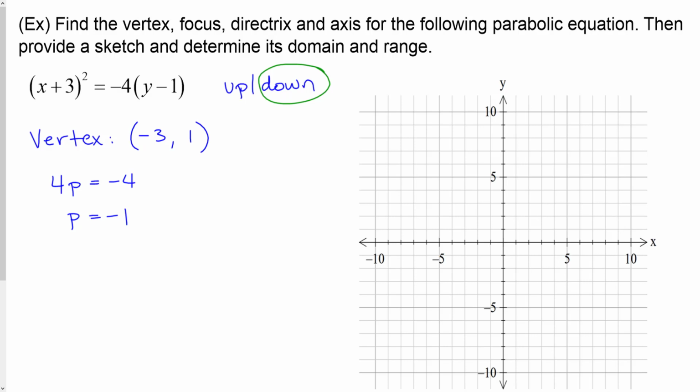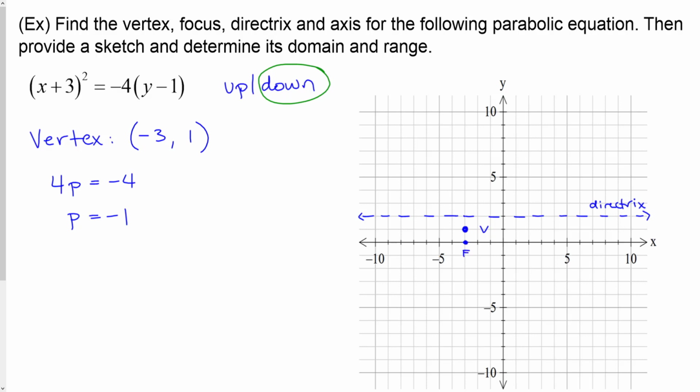And what I'm going to do is go ahead and plot some things. So the vertex is at -3, 1. So right there is my vertex. The parabola is opening downward, and the absolute value of p is 1. So 1 unit above and 1 unit below is where we're going to find the directrix and the focus. The directrix is going to be this horizontal line right here. And this is going to be my focus.